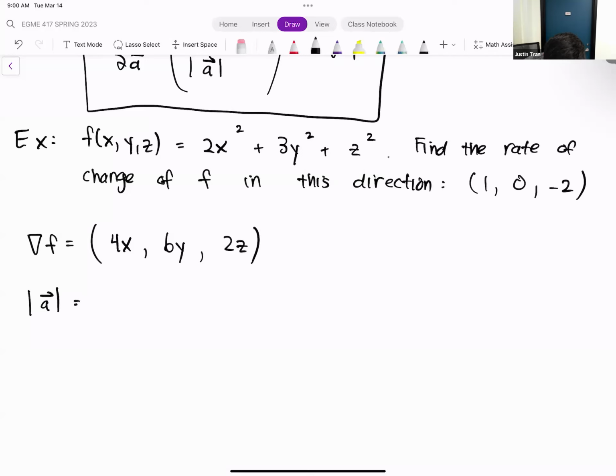Now we need to find the unit vector that points in the a direction. So we're going to take the magnitude of our directional vector, and we're going to use our distance formula here. So we have the square root of 1 squared plus 0 squared plus 2 squared, and that's going to give us square root of 5.